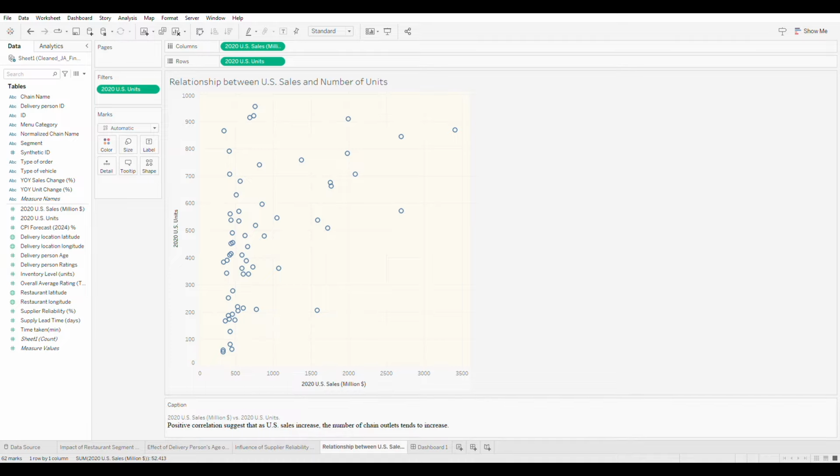The correlation value between the US sales and the number of units is approximately 0.48. A positive correlation would suggest that as US sales increase, the number of outlets tends to increase as well. These observations support the hypothesis that chains with higher sales tend to have more outlets.